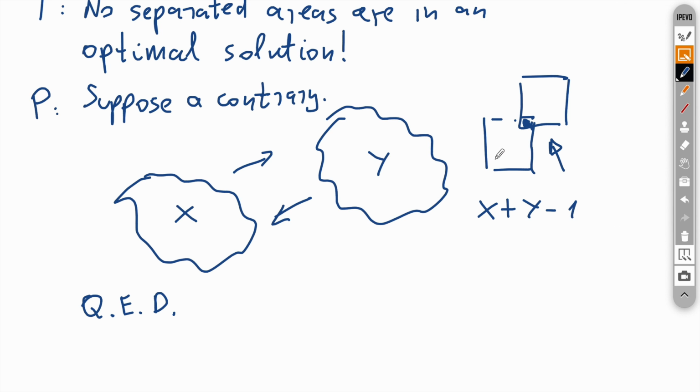No separated areas are in an optimal solution. By separated areas, I mean 2 areas that don't share an edge. In other words, don't share a pin. We will prove this by contradiction.